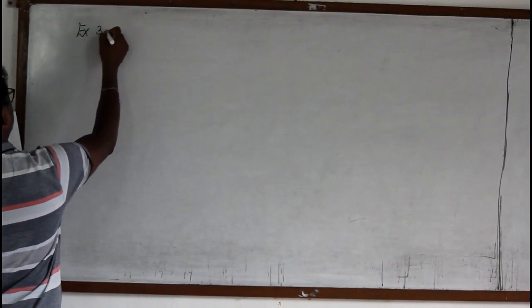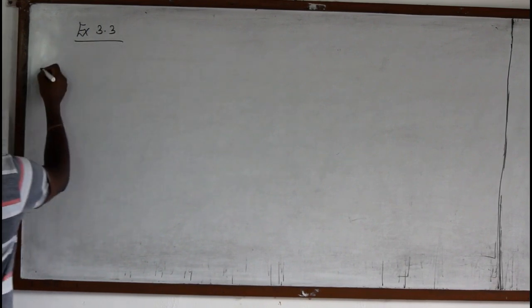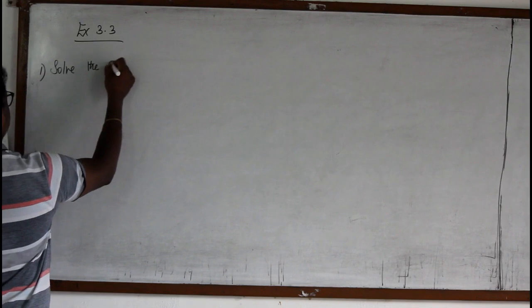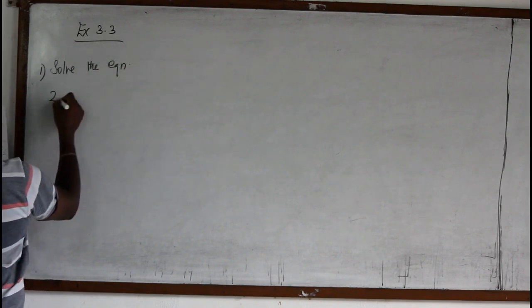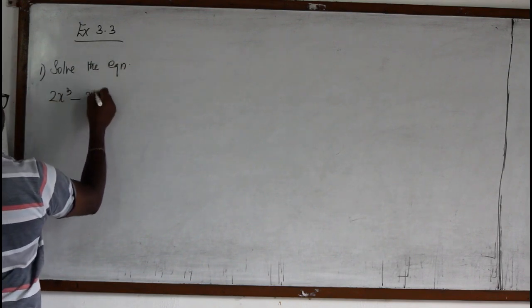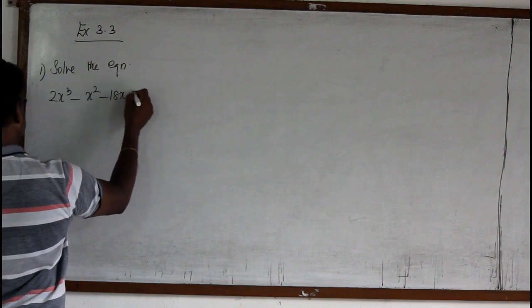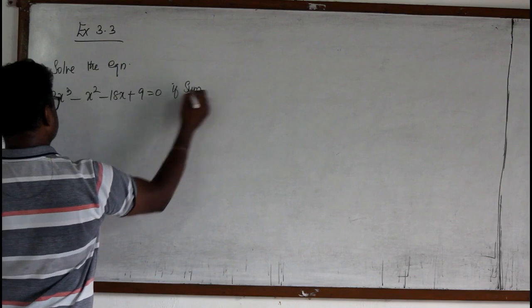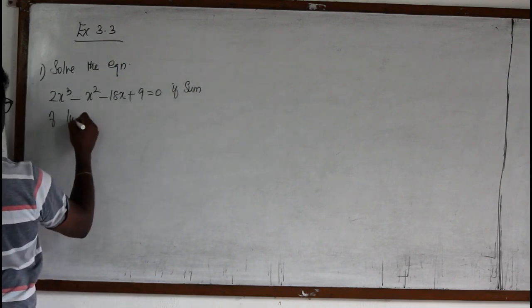Exercise 3.3, number 1. Solve the equation 2x cube minus x square minus 18x plus 9 equal to 0, given that the sum of 2 of its roots is 0.